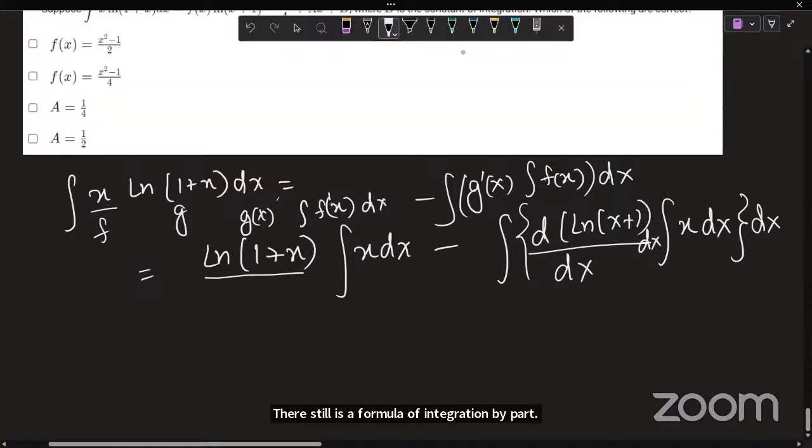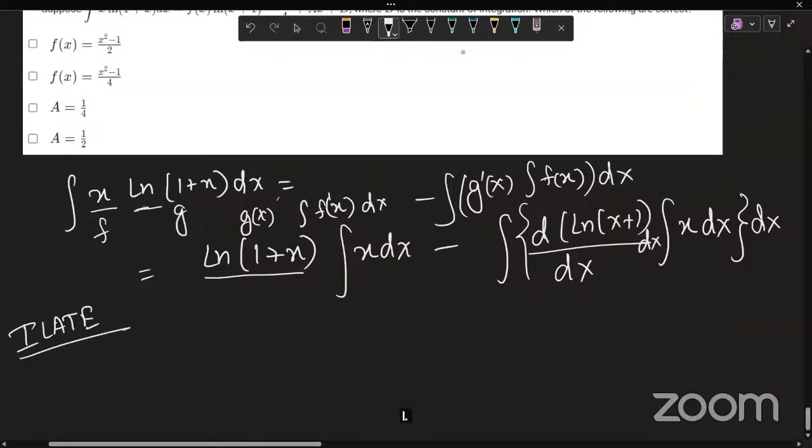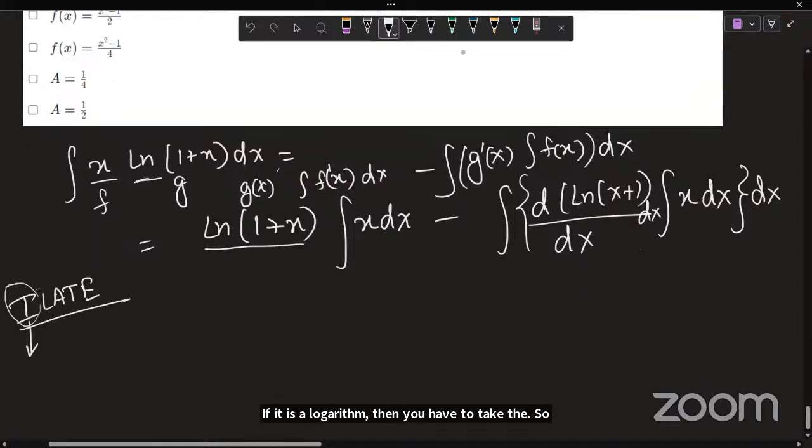So how do we choose which function will be f or g? Sir, we use the Euler rule. Yes, Euler's rule. If it is an inverse function, you have to take it outside. If it is a logarithmic function, then you take it next.